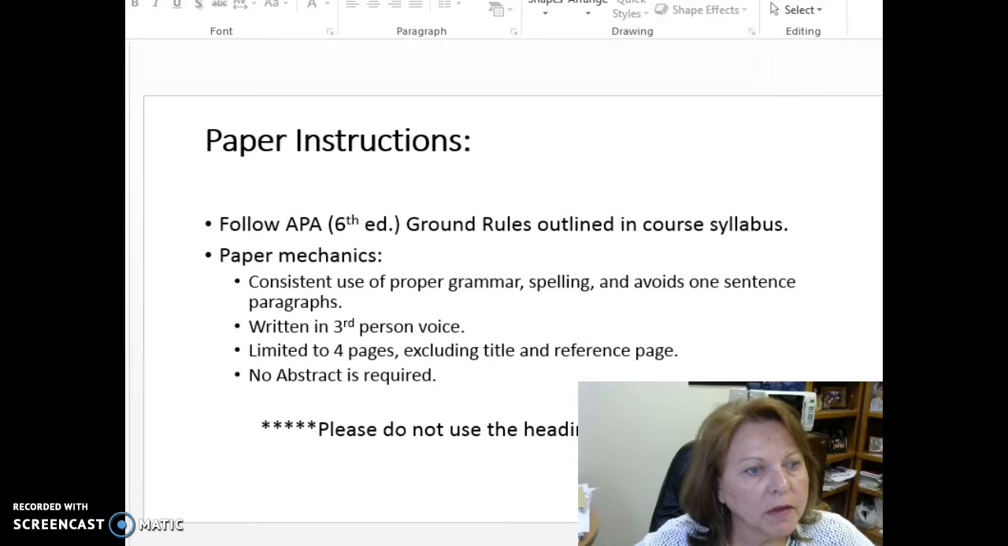This paper, of course, is an APA paper like you're used to in other courses that you've taken in the RN to BSN program. Your paper should follow the APA ground rules outlined in your course syllabus, and it also should be written in third-person voice.